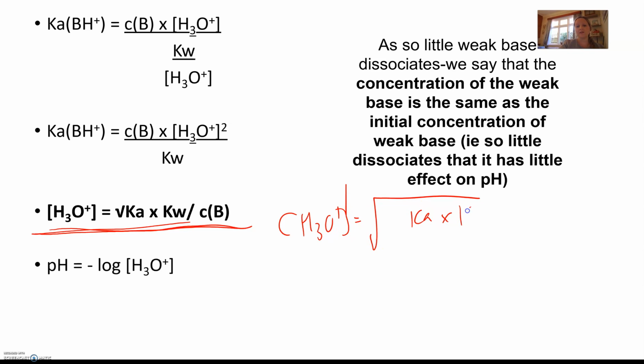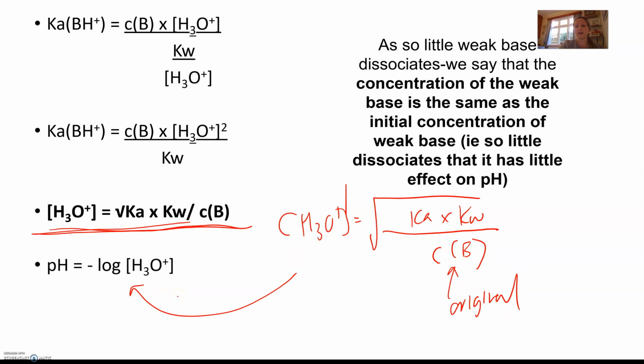I always say the square root of your Ks, so Ka times Kw divided by the concentration of your base. And just like the weak acid, the concentration of the base that we use is the original concentration of the weak base. Okay, and once you've got your H3O plus, then you can just plug it into your pH here.